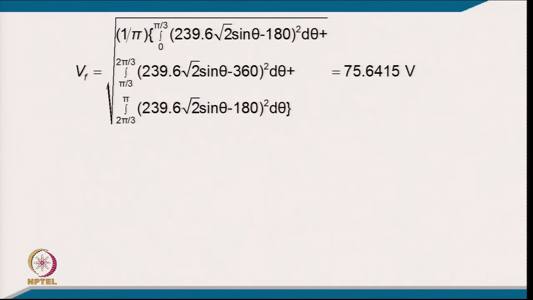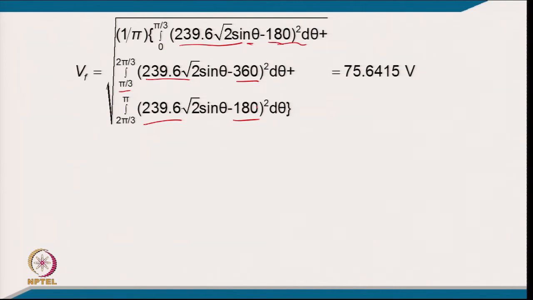So, in a half wave symmetry we have typically 3 segments of 60 degree. You can take half wave symmetry from 0 to pi. So, starting from 0 to pi by 3 we have an AC phase voltage 239.6 into root 2, that is a sine wave, minus VDC by 3. So, 540 by 3, that is the first segment of 60 degree. The second segment of pi by 3 to 2 pi by 3 is again 2 VDC by 3, and the third segment is again VDC by 3, so 540 by 3.